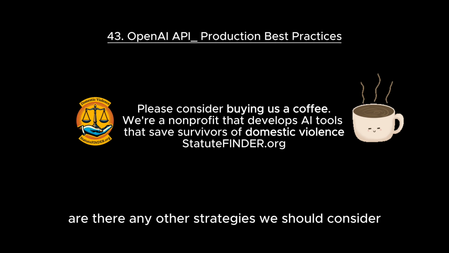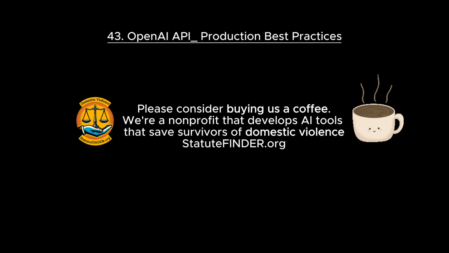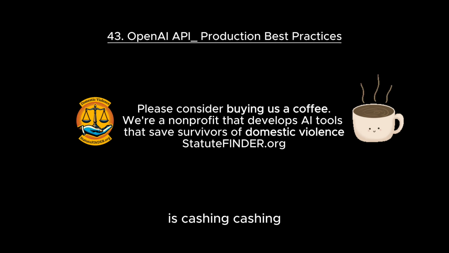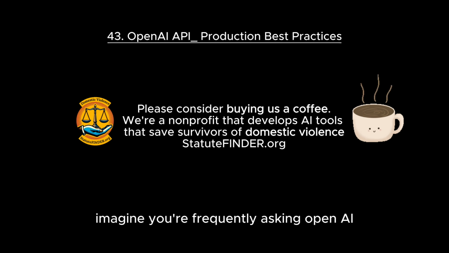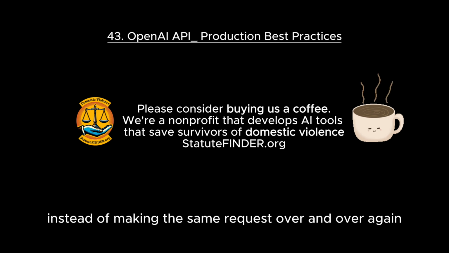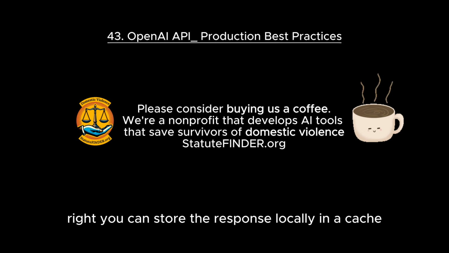Are there any other strategies we should consider? Absolutely. One technique that can significantly improve performance and reduce costs is caching. Imagine you're frequently asking OpenAI for the same piece of information. Instead of making the same request over and over again, you can store the response locally in a cache.